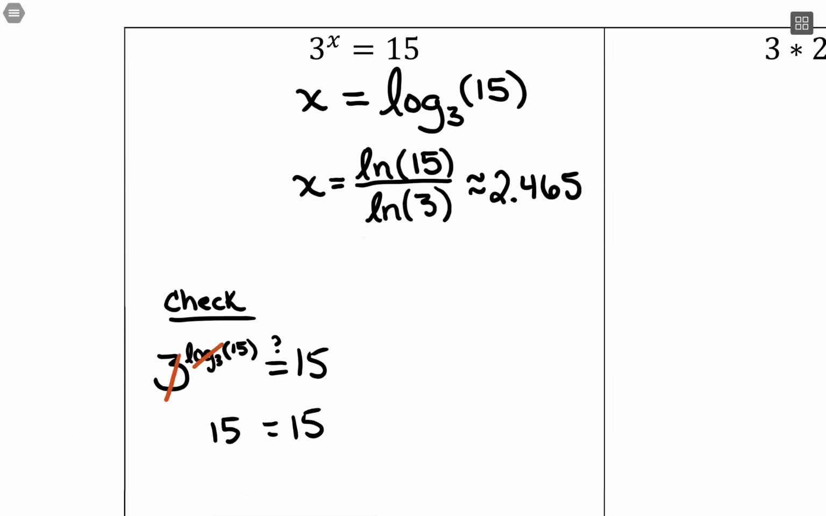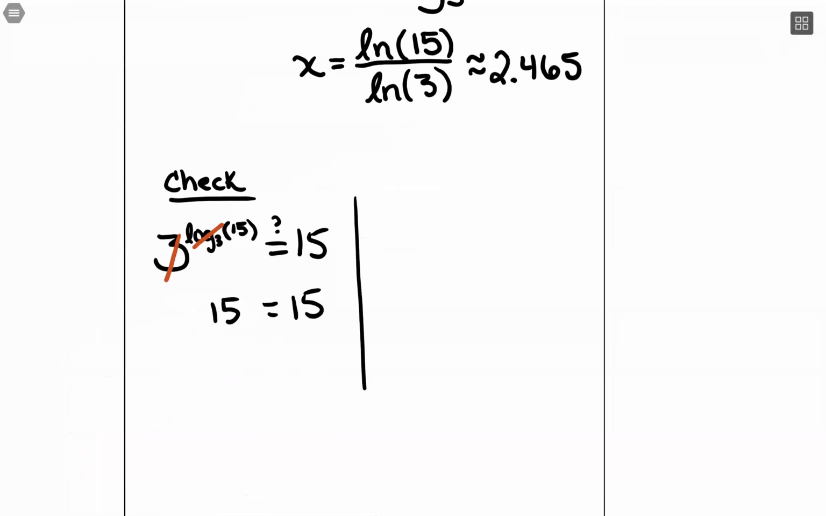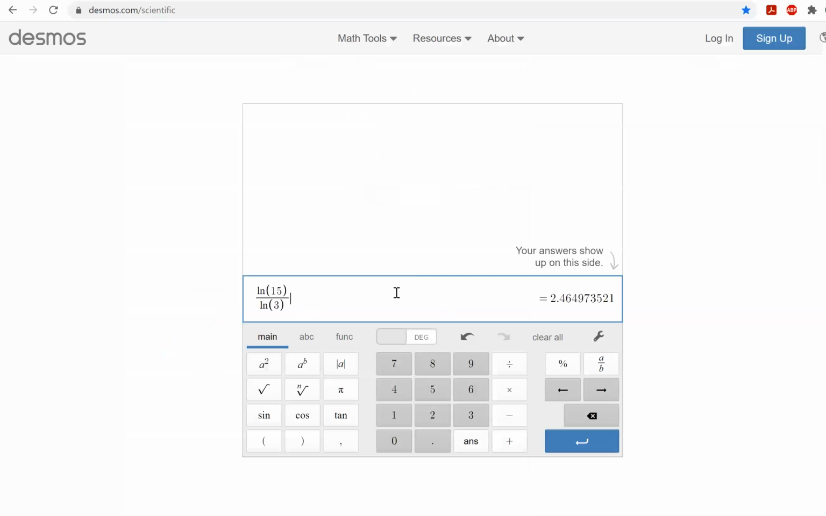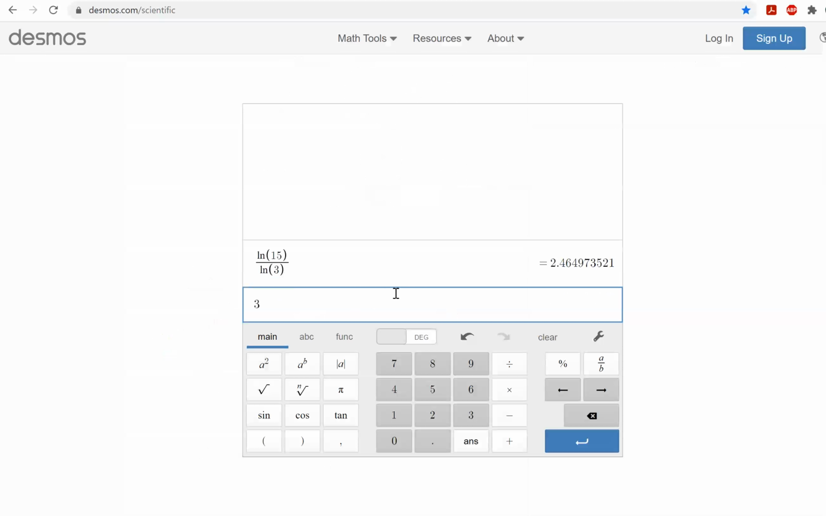So with this form, we could also check our answer just to make sure we did this all correctly. What we would do is do 3 to the 2.465 and see, does that equal 15? So we'll go to our calculator there. We go 3 raised to the 2.465. And as you can see there, it isn't perfectly 15, but that's because we rounded above here. So by rounding a bit there, we're introducing some error. So that's really close to 15.